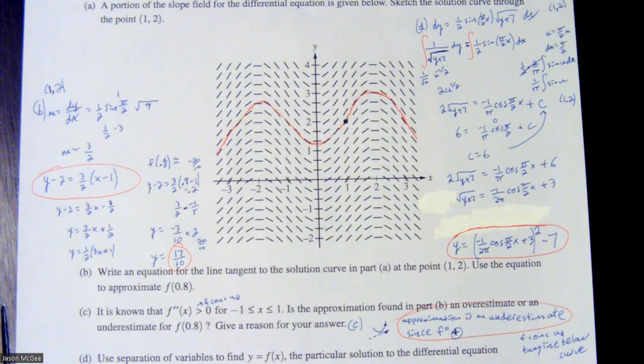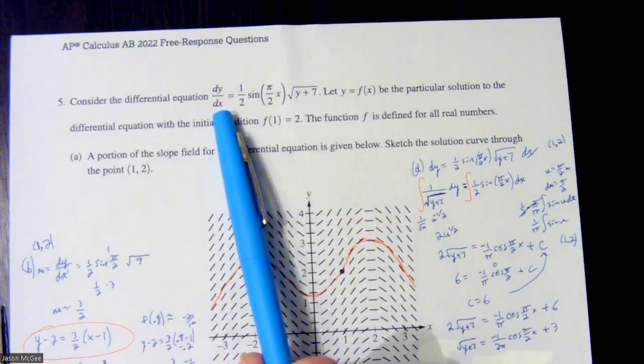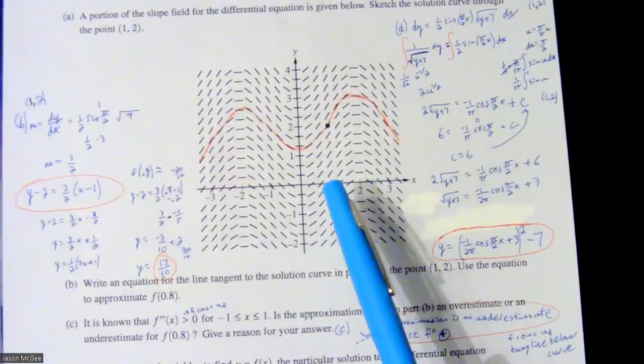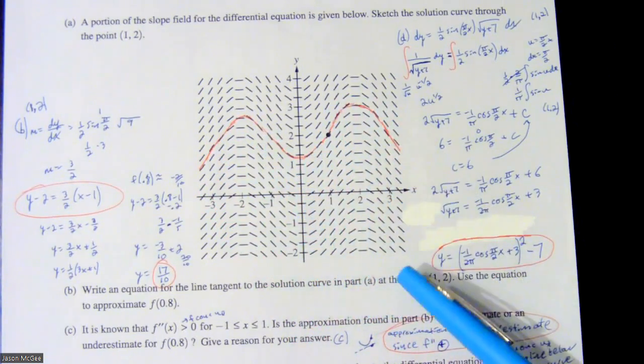I believe that's all my work and answers, all squeezed on one page right there. So they give us a differential equation, which remember is the slope. And the first part, part A, you're just supposed to look at those hash marks and see which way that curve is kind of going there.